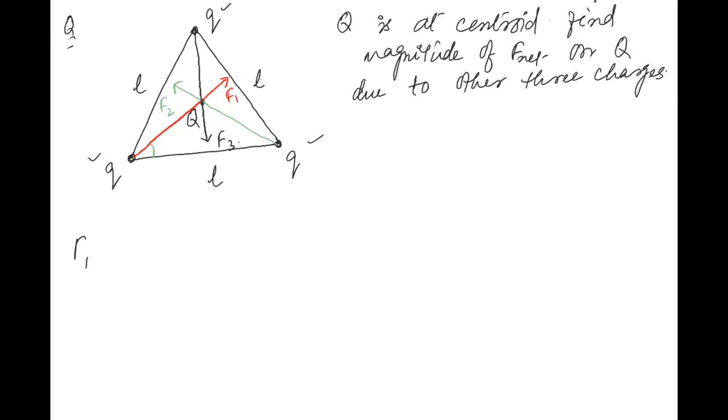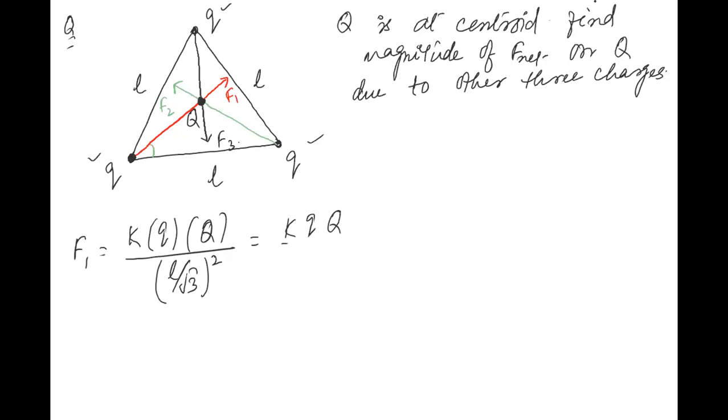F1. What will be the value of F1? F1 is the force between this Q and this Q. So will you write this as K into Q into capital Q upon L by root 3, the whole square? Is it clear? Please respond. Okay, so can you write this as K Q Q upon L square upon 3? Because if you square root 3, the root will go away, so you will get 3. Means you will get this as 3 K Q Q upon L squared. Is it correct, beta?